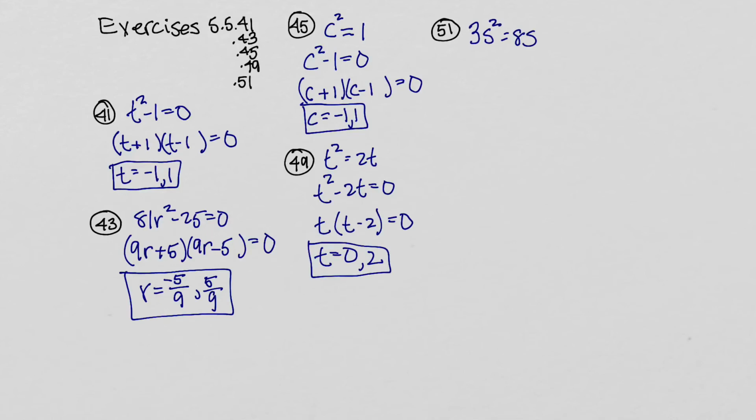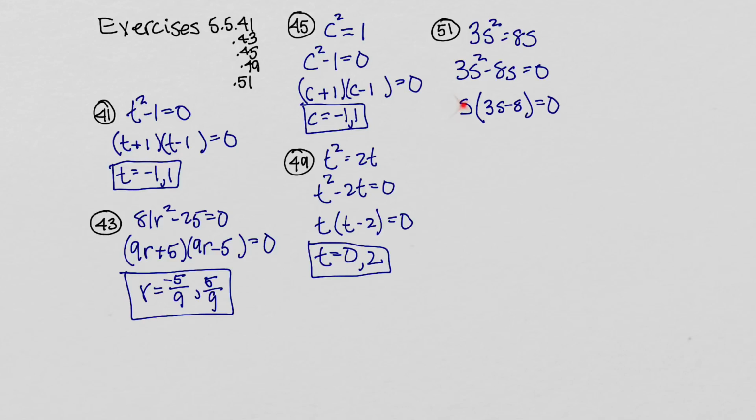Now here in number 51, let's take this quadratic, but let's write it so that all the terms are on the left side. So when I write this, we'll get 3s squared minus 8s, subtracting the 8s, equals 0. And now you can see that there is an s common to both of these terms, so we're going to factor that out. If we factor out the s, we're left with s times 3s minus 8 equaling 0.